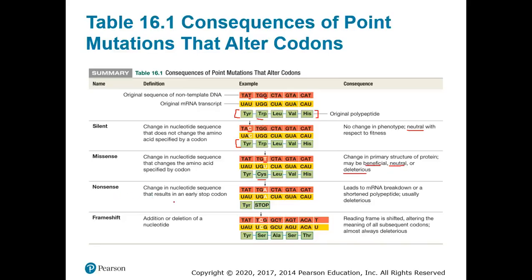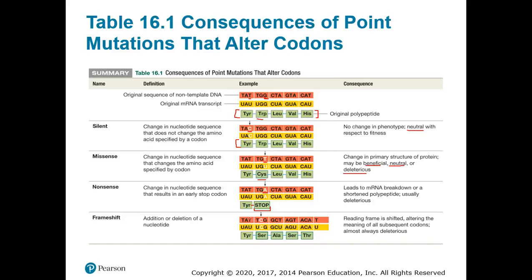Next is our nonsense. You'll notice, okay, TGA, we got a mutation here. Should be a G, but it's an A. And what happened is we got a premature stop codon. So now instead of getting a nice long amino acid sequence, we just got one amino acid and that's it. We just got some tryptophan.